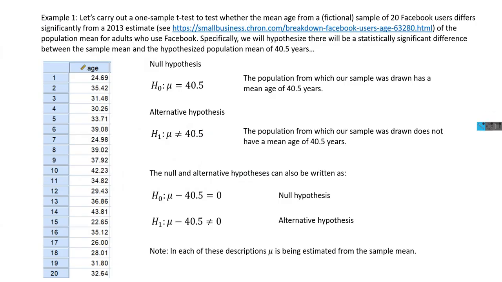Going back and looking at our hypotheses, we're essentially rejecting this statement right here that the population from which our sample is drawn has a mean age of 40.5 years, and we are sticking with the alternative hypothesis, which is stating that the population from which our sample is drawn does not have a mean age of 40.5 years.